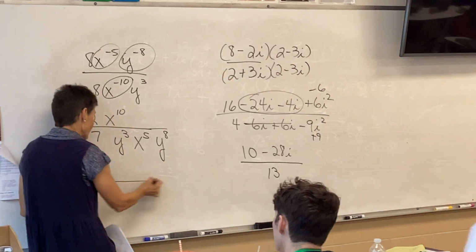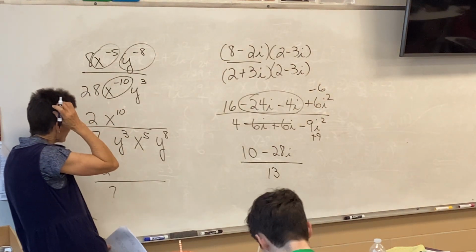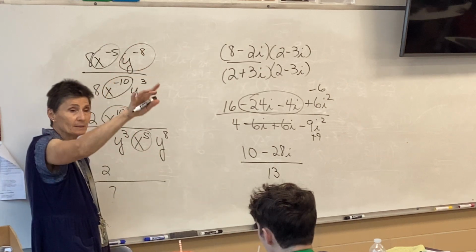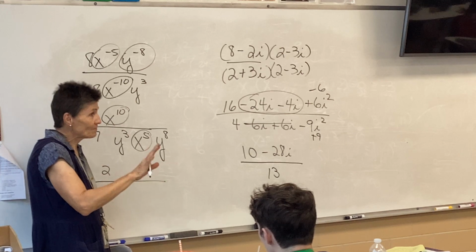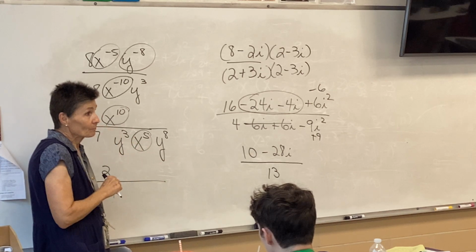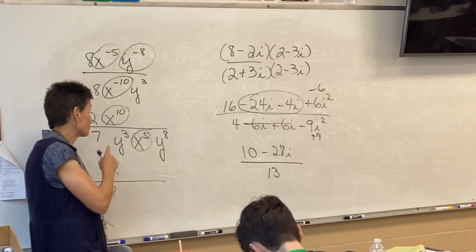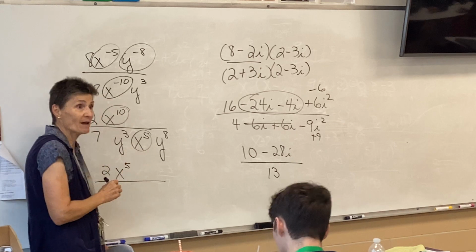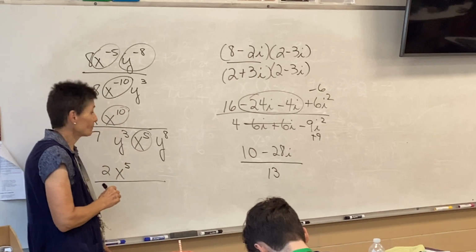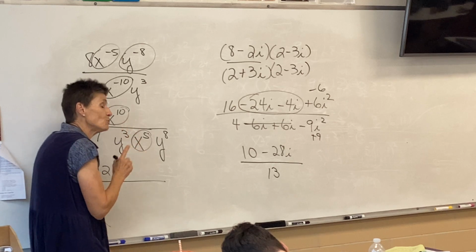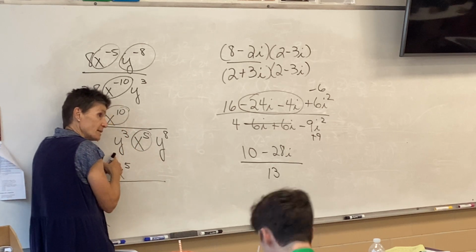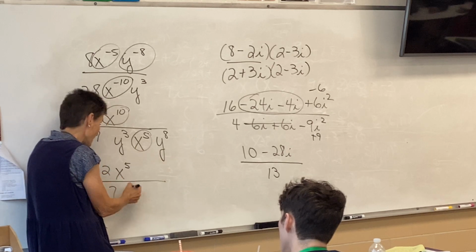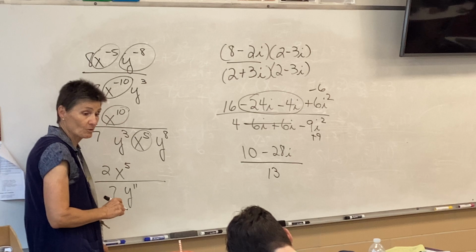So now, I've already done the 2 and the 7. Now I'm going to look at my x's. I have 10 of them on the top and 5 of them on the bottom. Obviously, they're going to cancel out. And when they cancel out, since there's more on the top, I'll be left with 5 extras on the top. Now my y's do not cancel. Aren't they both on the denominator? So they get combined. 3 and 8 make 11. And there's your answer.